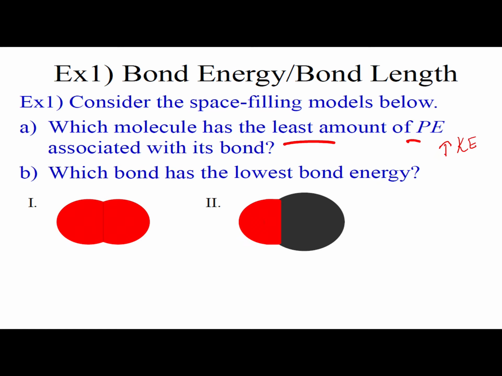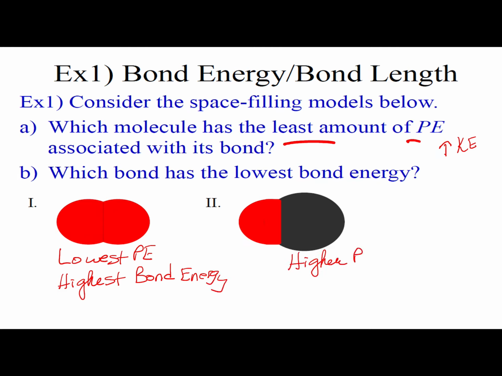Higher bond energy is lower potential energy. So between the two, who has the lowest bond energy? This guy is going to have our lowest potential energy, and this will have a higher potential energy. So this will have the lowest potential energy and highest bond energy. And this will have a higher potential energy and a lower bond energy.